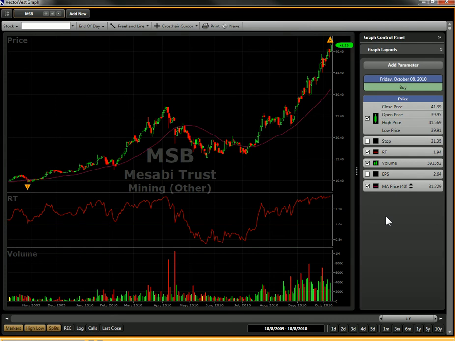We are looking at a one-year graph. Since we're looking at the top VST stocks, we know the price is going to be above the 40-day moving average. We also know the price is going to be above the stop price. We know the RT is going to be above 1. Once we buy one of these stocks, we'll watch those indicators more closely.